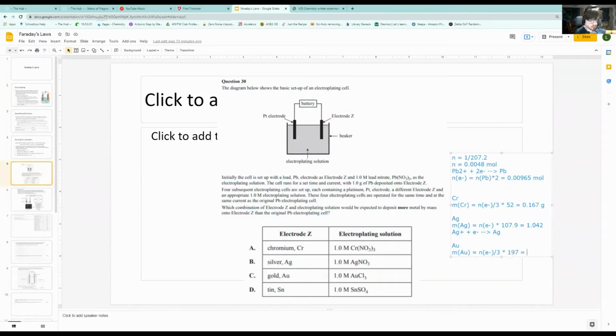That's going to be 197 divided by 3. That's going to be 0.634 grams, which is definitely lower.